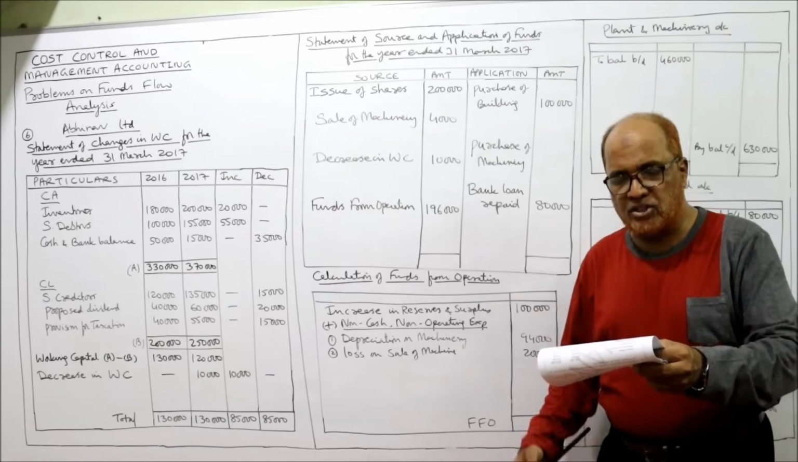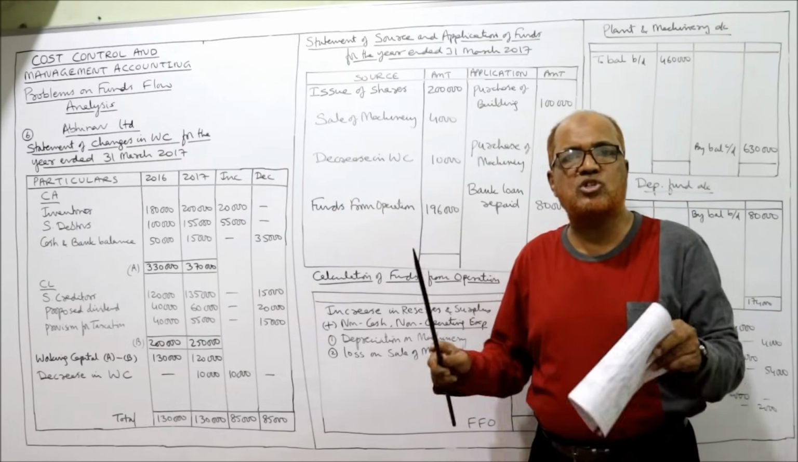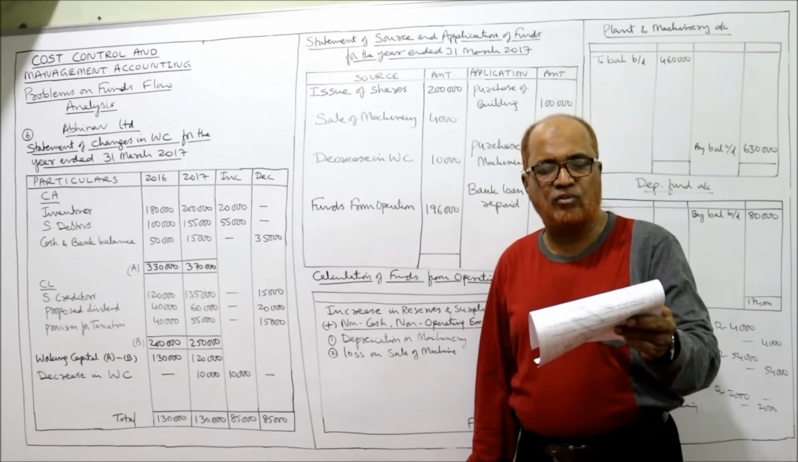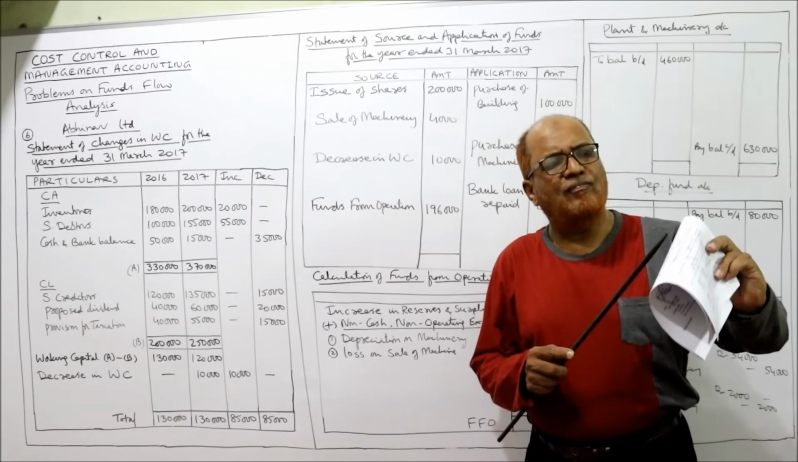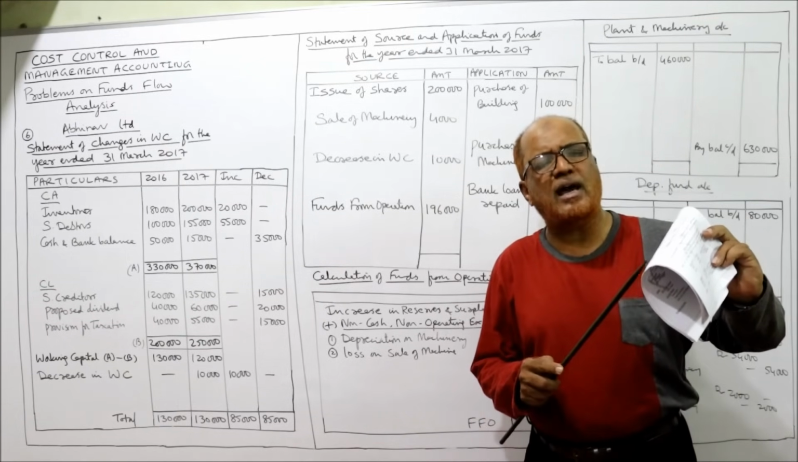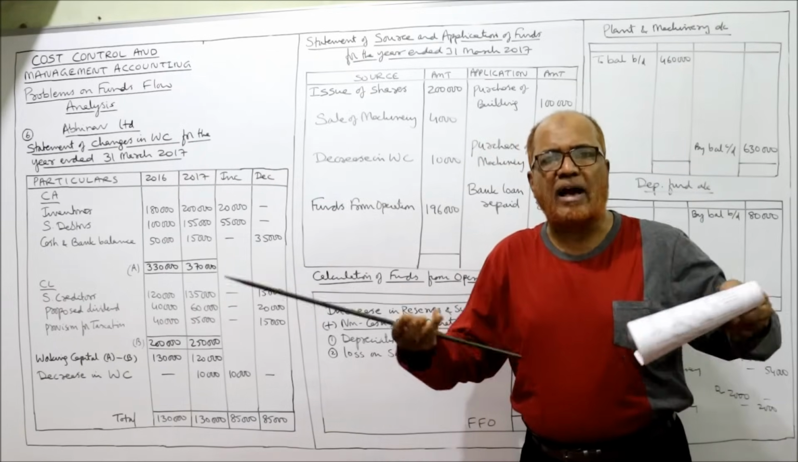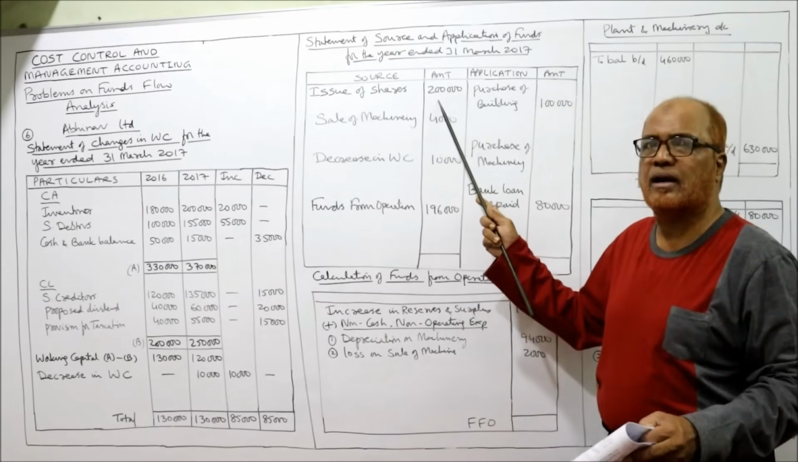The company also purchased a new equipment. A hint is given. During the current year, some more machinery are purchased. The company has issued new shares to the extent of 2 lakh for cash. This is not required because already we have decided first item share capital last year 4 lakh, current year 6 lakh. So 2 lakh rupees share capital increased. So we have assumed that shares were issued for cash. Here we have taken issue of shares 2 lakh.